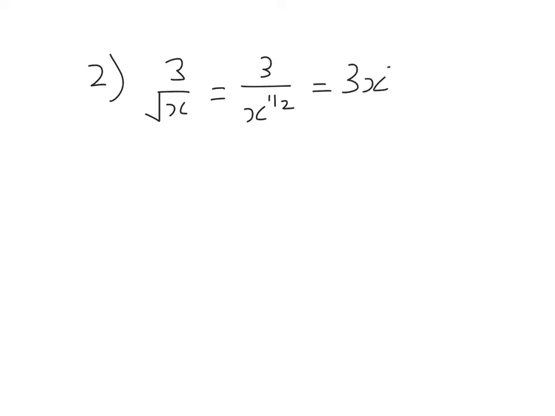In question 2, we've got to spot the errors. The first error is in the second term. It's 3 over root x. 3 over root x means 3 over x to the half, which is 3x to the minus a half, not 3x to the half.